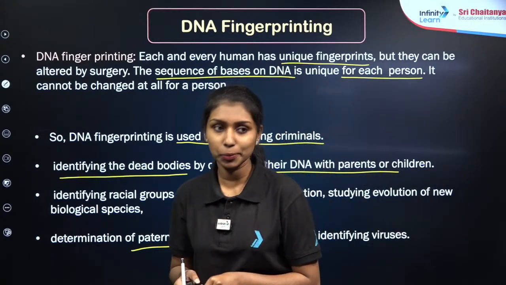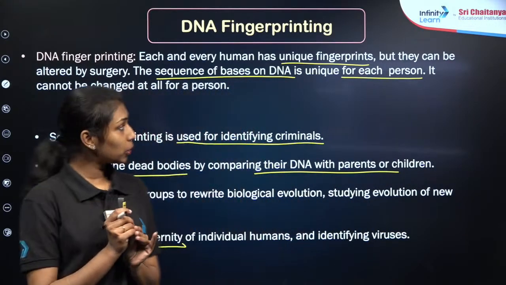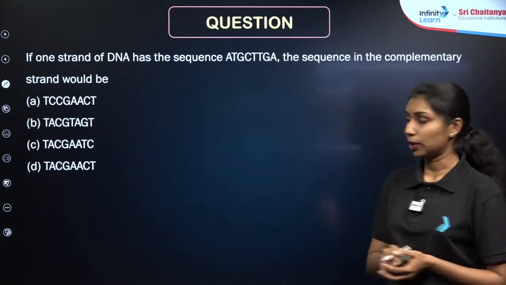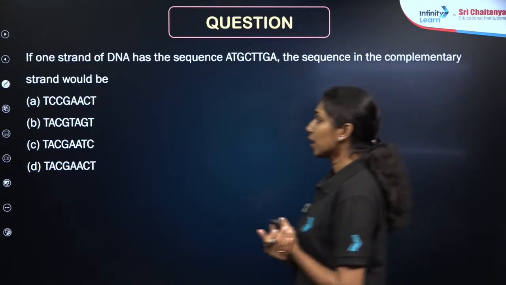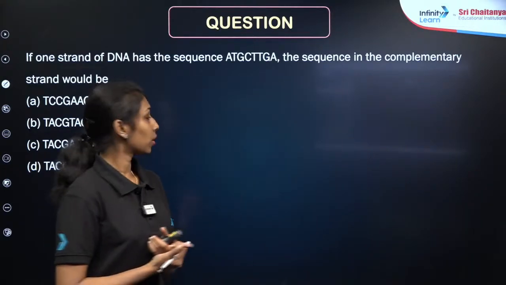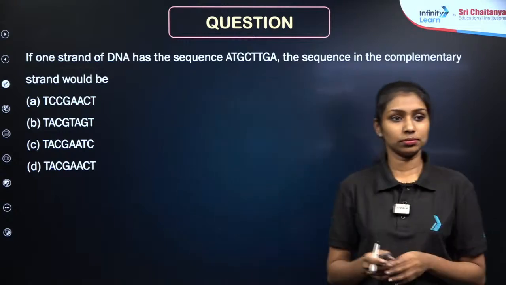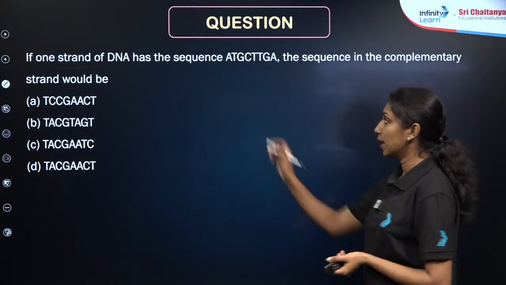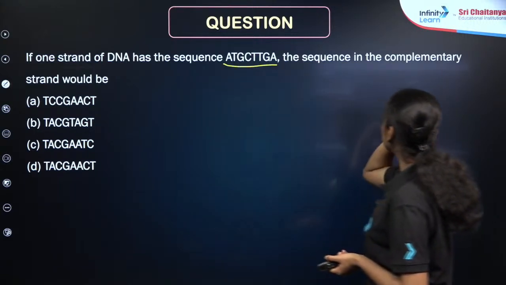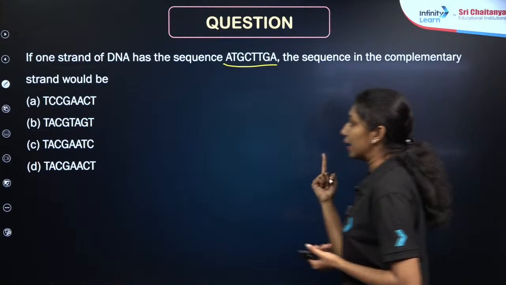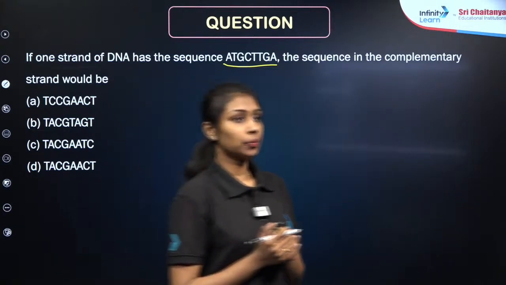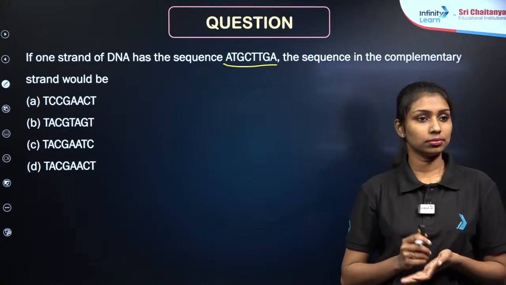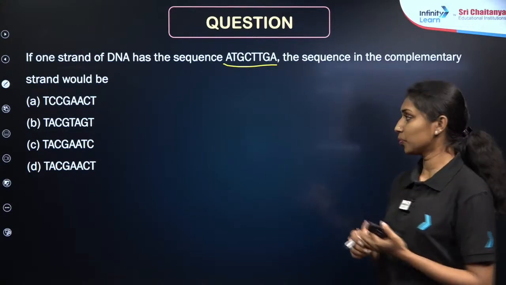Okay, so far we have discussed the structure of DNA and RNA. I hope it was clear for everyone. Now let me move to some practice questions from this particular chapter, that is biomolecules. Here is the first question. If one strand of DNA has the sequence given here, you have to identify the sequence of the complementary strand. What will be the answer?